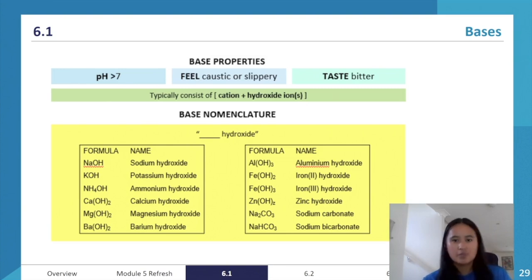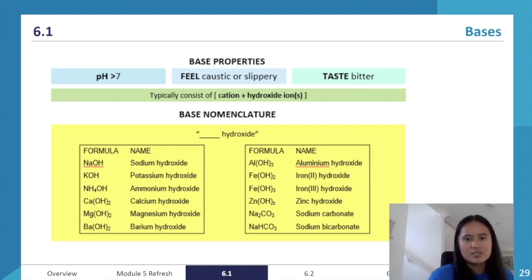Bases, pretty much the opposite of acids. We have a pH that's over 7. We have a bitter taste instead of a sour taste, and they feel a bit slippery, feel a bit caustic. And most of the time they are a cation plus a hydroxide. Now, don't go mistaking this for like all bases have a hydroxide, because that's not the case.